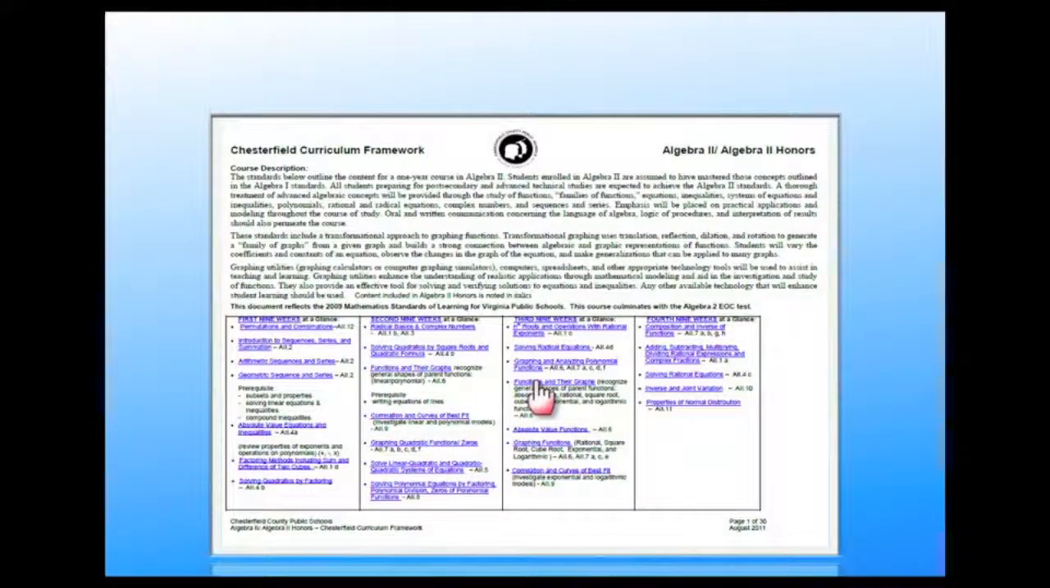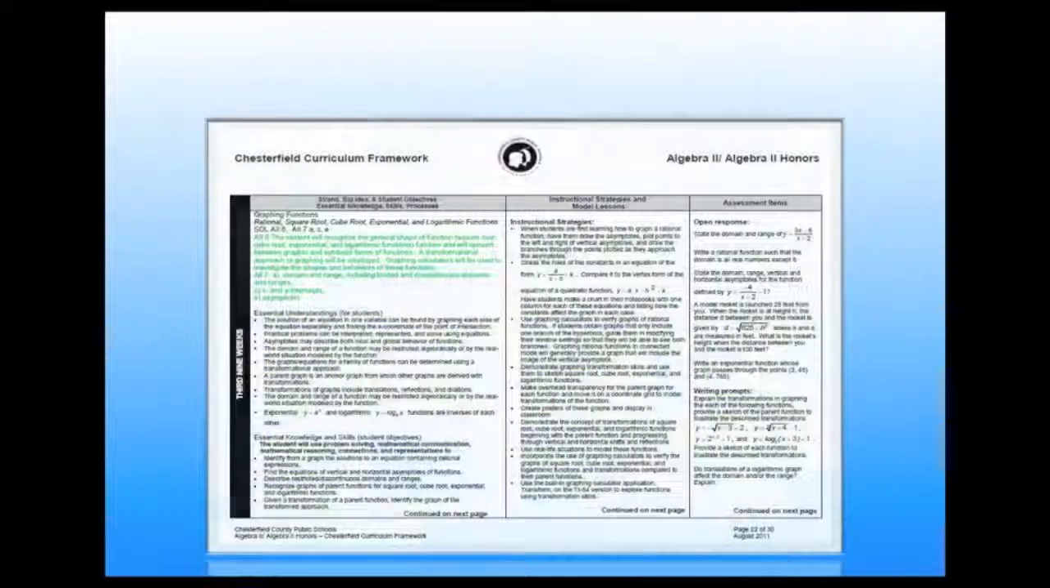Graphing functions, standards A2, 6, and 7, require a student to be knowledgeable about all aspects of all functions. Just to name a few of those aspects, limited and discontinuous domain and ranges, asymptotes, converting between exponential and logarithmic forms, students need to be familiar with taking any function and identifying pertinent information regarding that function.